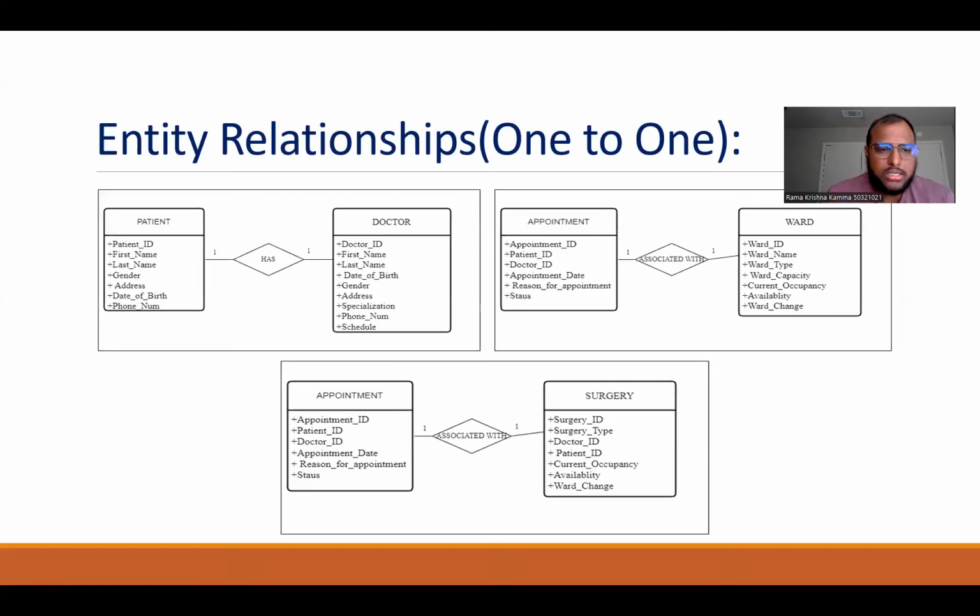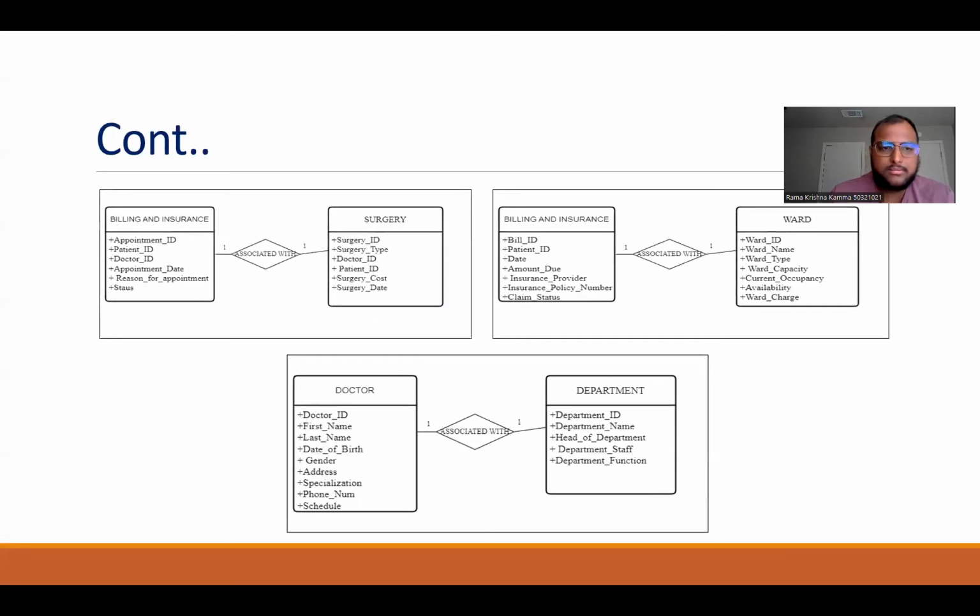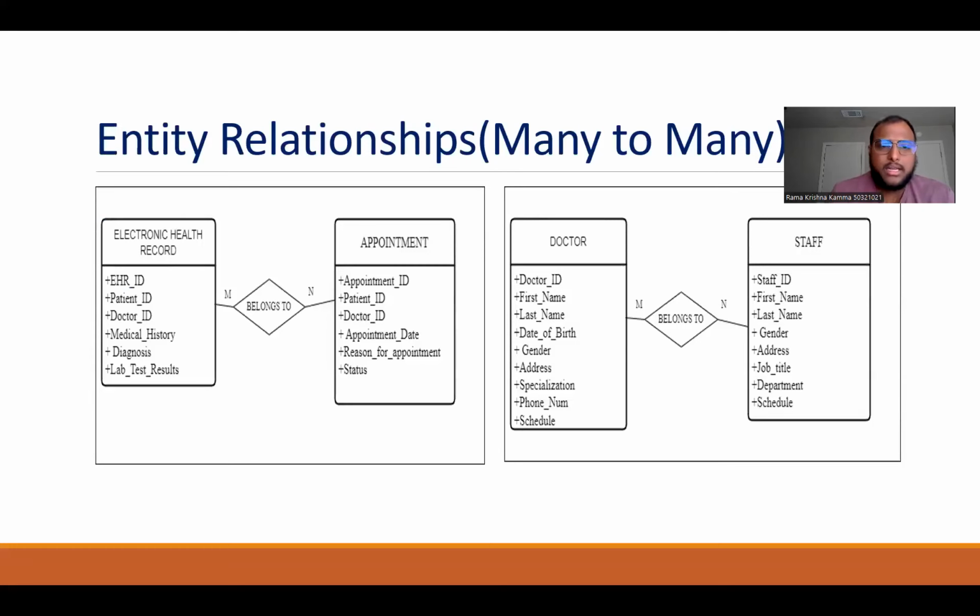Coming to one-to-one relationship, in this relationship, each one has a single relationship. Like patient has one doctor, appointment has one ward, appointment has one surgery, billing and insurance has one surgery, billing and insurance has one ward, and doctor has one department. Coming to many-to-many relationship, electronic health records have multiple appointments, and multiple doctors have multiple staff members.